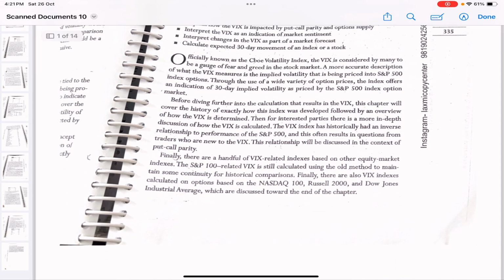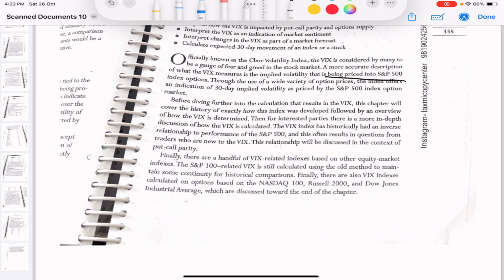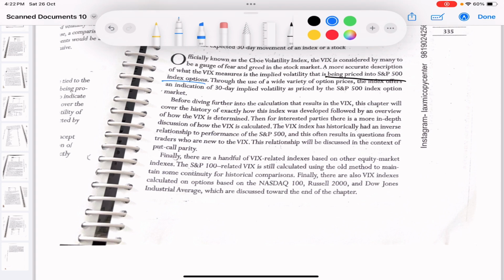Okay, so officially the name of the VIX index is the CBOE volatility index. You might have seen the term CBOE volatility index, and that basically means the VIX index. People say that the VIX index tells us how much fear or how much greed there is in the market. A more accurate description of what the VIX measures is the implied volatility that is being priced into the S&P 500 index options.